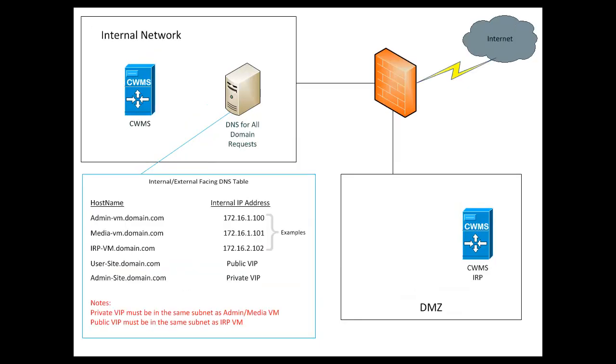Now in the case of a flat DNS configuration, it's going to be a little bit different. The user site is going to point to the public virtual IP, and the admin site is going to point to the private virtual IP. One other thing to note in this configuration is that all user traffic will flow through the IRP. So ensure that the firewalls are spec'd out to handle that traffic.